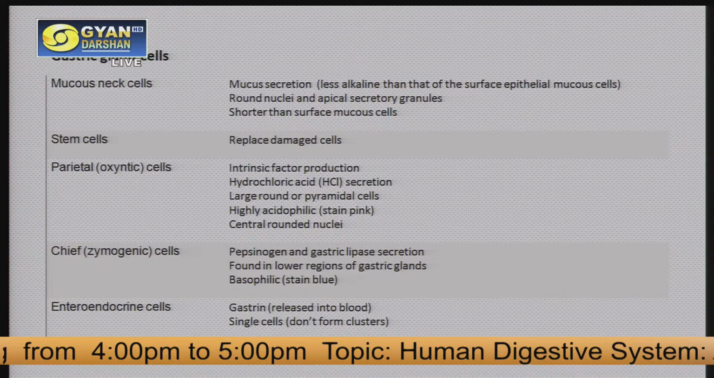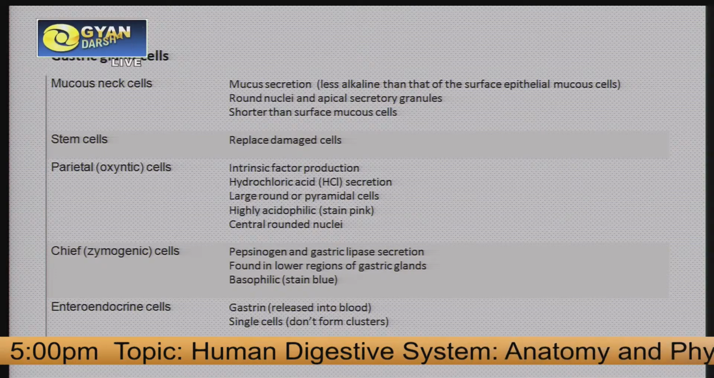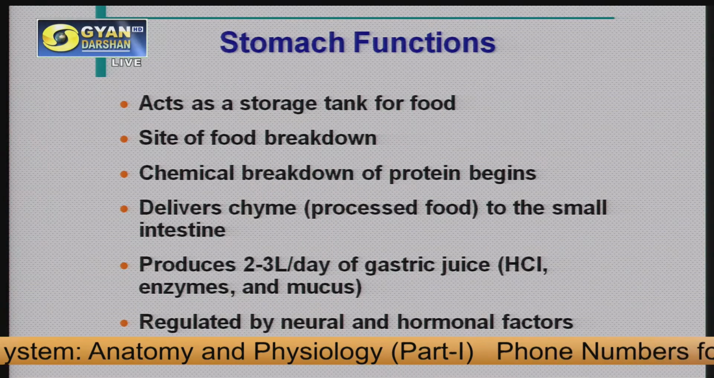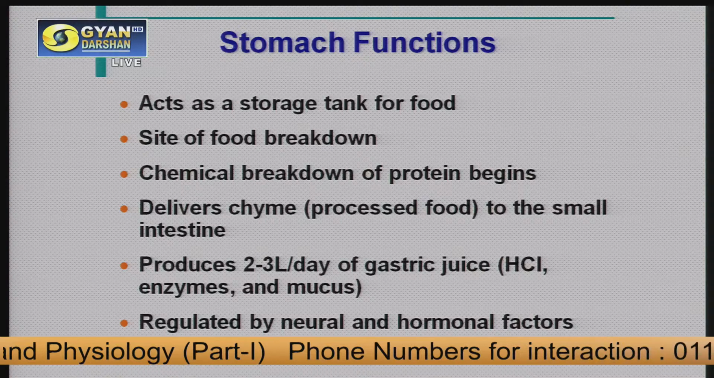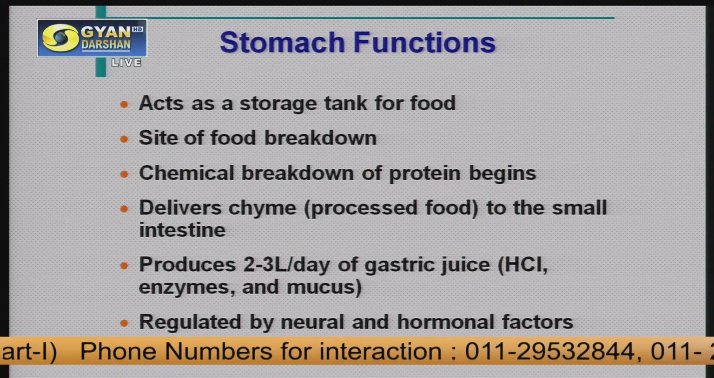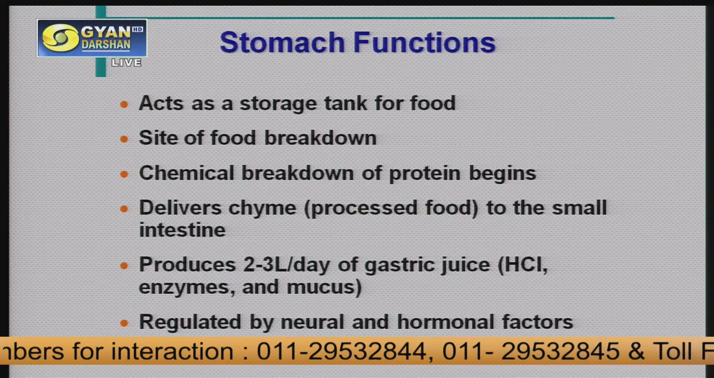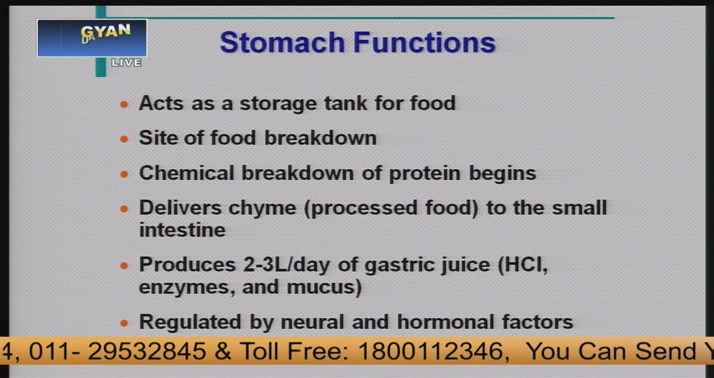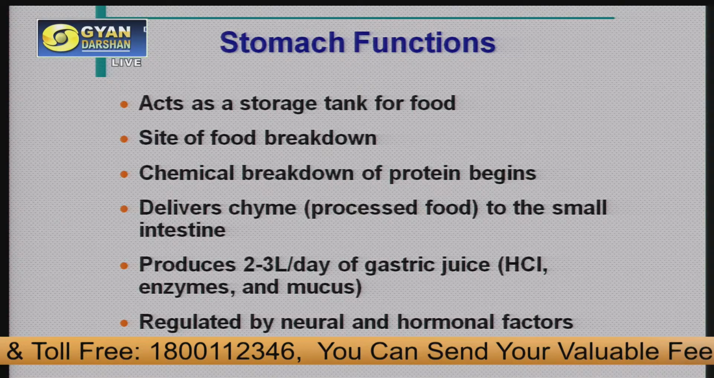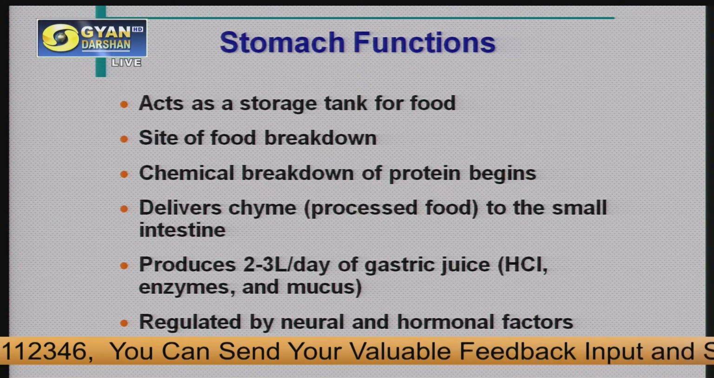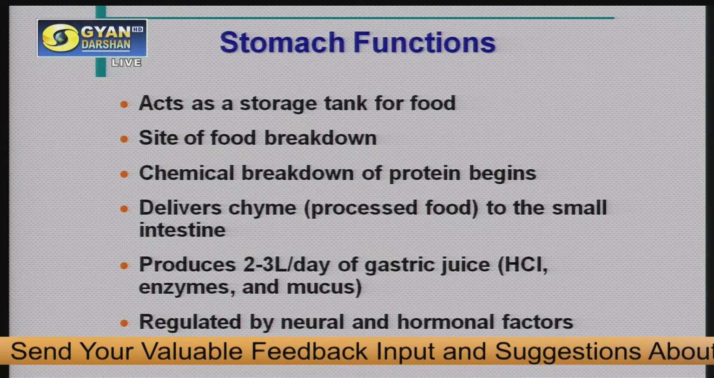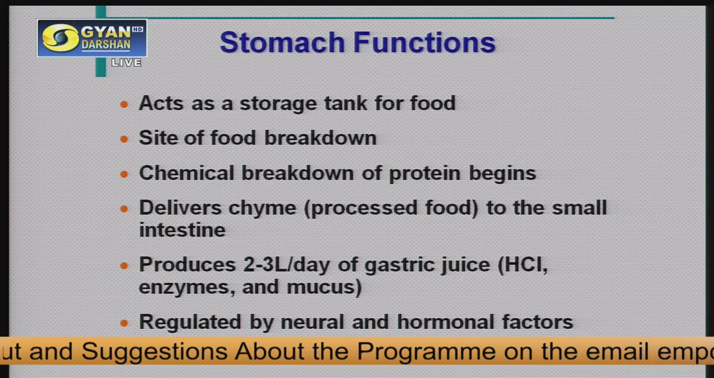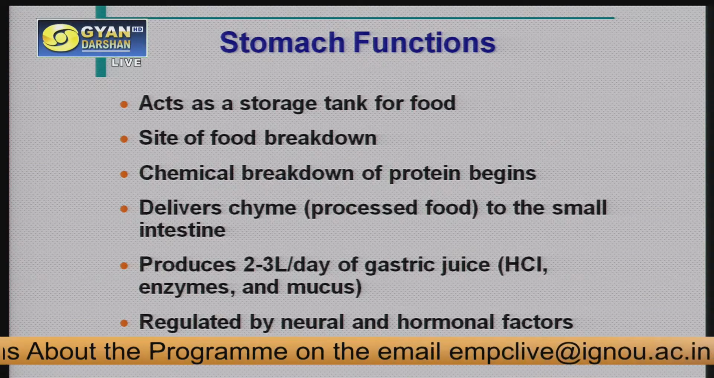So these gastric gland cells are very important from the physiological point of view as well as from the examination point of view. Now functions. Stomach functions, हम सबको मालूम है, it acts as a storage tank for food, site of food breakdown, chemical breakdown of protein begins here. It delivers chyme, or the processed food, to the small intestine. Then it produces 2 to 3 liters per day of gastric juice. Gastric juice has components that are HCl, enzymes, and mucus, and then it is regulated by neural and hormonal factors. So these are the important functions of the stomach.